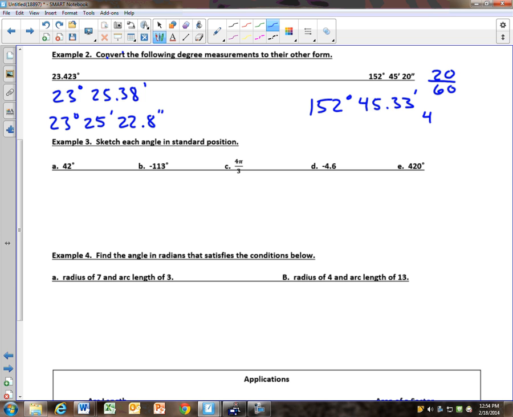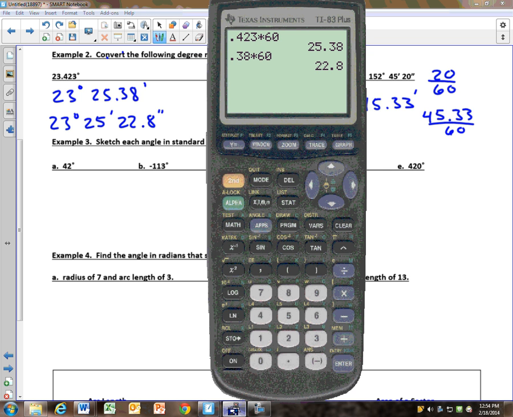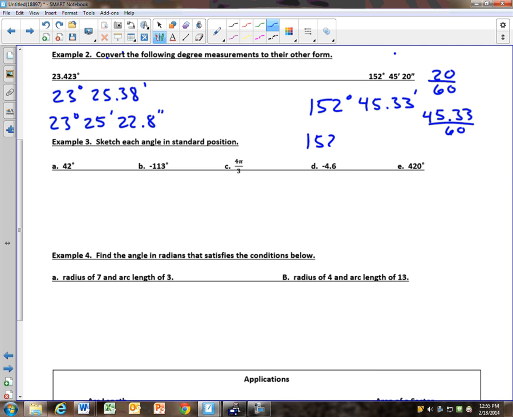Now I take the 45.33 and divide that by 60. Well, 45 minutes is about 3/4 of an hour, so it'll be about 3/4. If you take 45.3 repeating divided by 60, you can see that we get 0.75, so about 3/4. So 152.75 repeating degrees. So we went from degrees, minutes, seconds into decimal form.